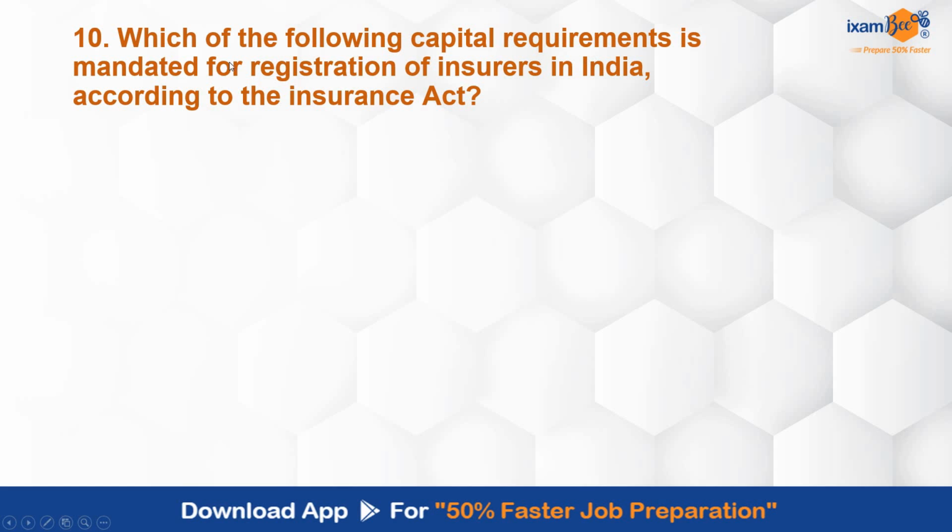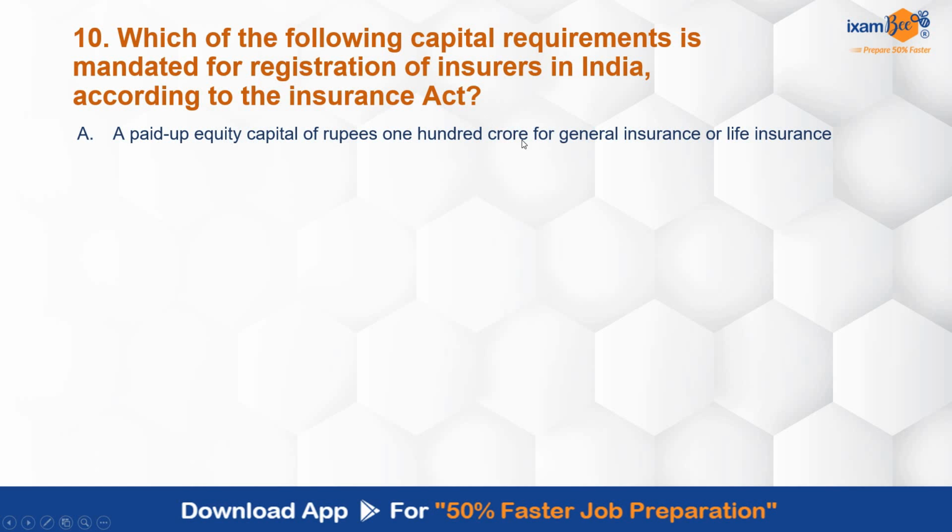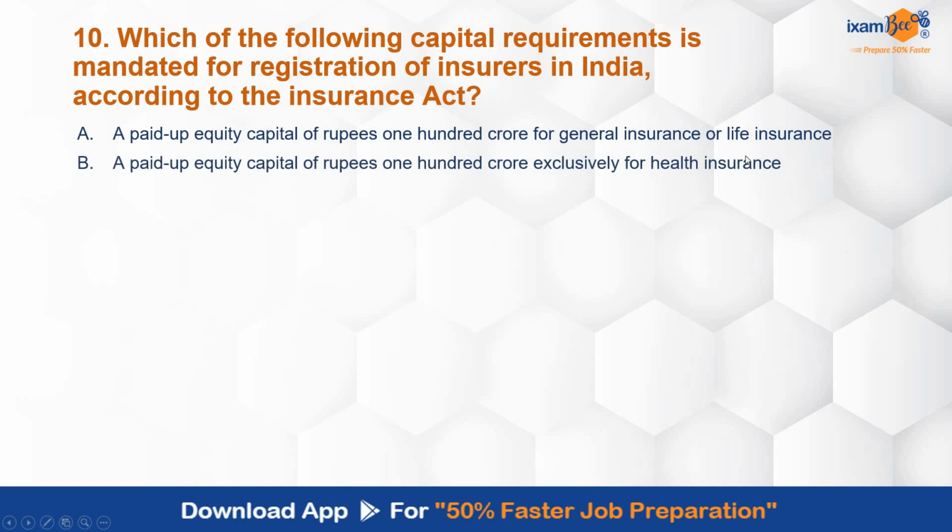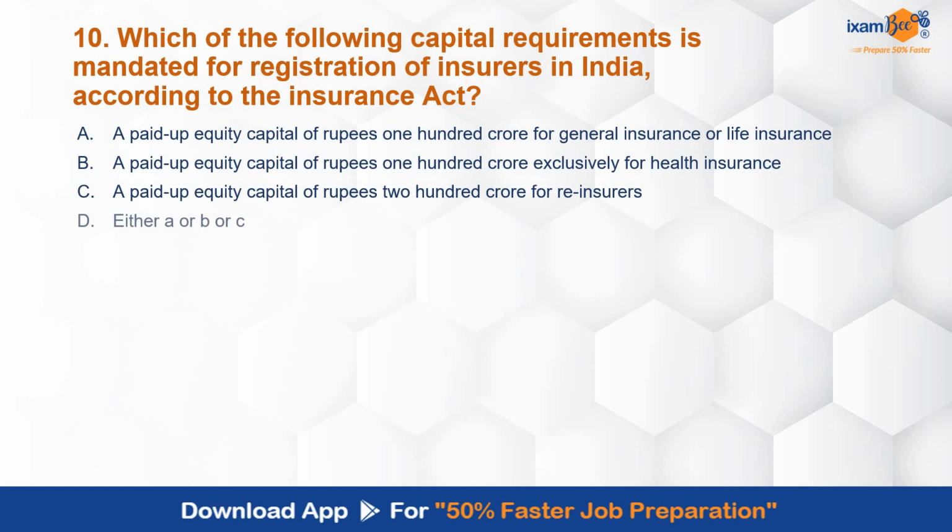Which of the following capital requirements is mandated for registration of insurers in India according to the Insurance Act? A. Paid up equity capital of rupees 100 crore for general insurance or life insurance. B. Paid up equity capital of rupees 100 crore exclusively for health insurance. C. Paid up equity capital of rupees 200 crore for reinsurers. D. Either A, B or C.